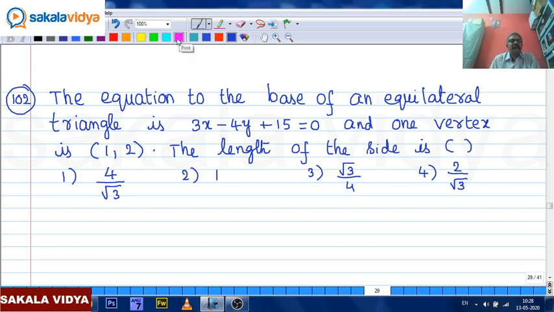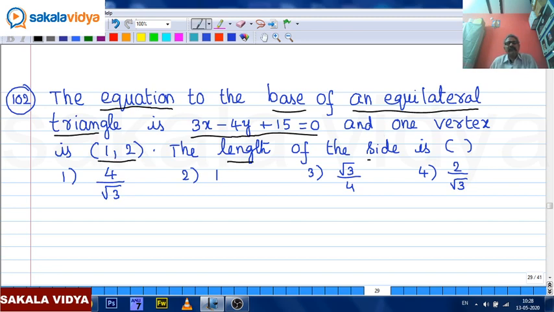So, actually this problem is related to the geometry problem. The equation to the base of an equilateral triangle is 3x minus 4y plus 15 is equal to 0. One vertex is 1 comma 2, the length of the side. Check 1 comma 2, 3 minus 8, it will not satisfy. That means 1 comma 2 does not lie on this line.